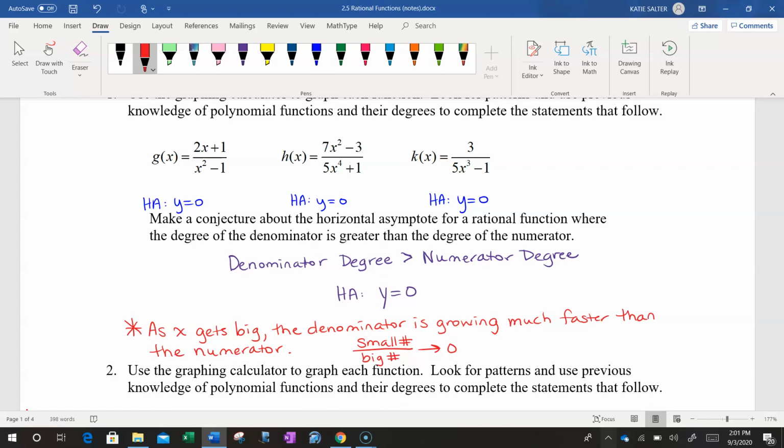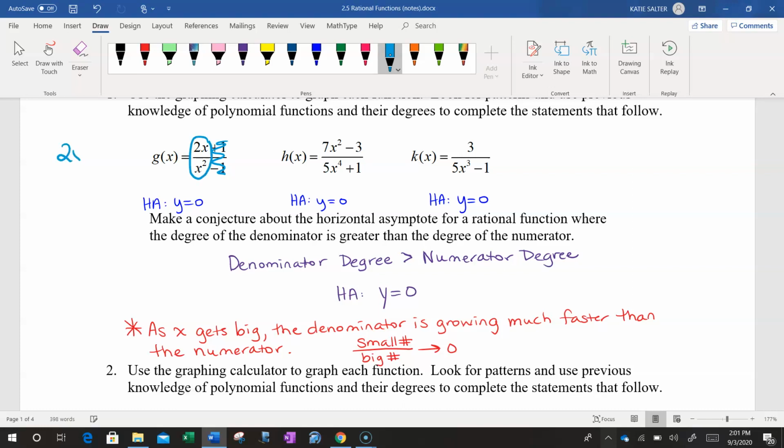So as x gets really, really big, the denominator is so much bigger than the numerator that it starts to get closer and closer to 0. A small number divided by a big number is going to converge to 0. Another way to look at it is, as x gets really big, this part of it's not going to matter. So literally, you're looking at these leading terms.